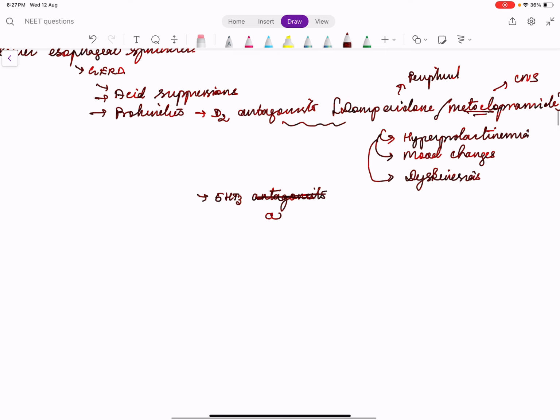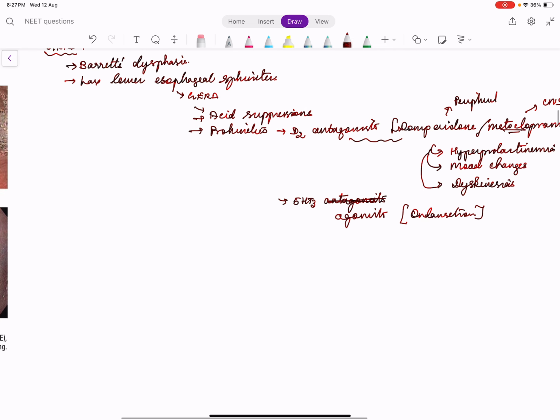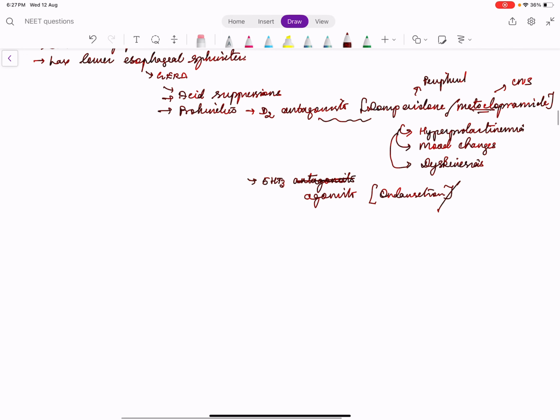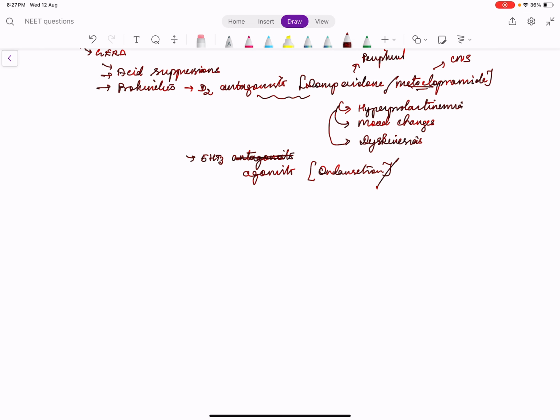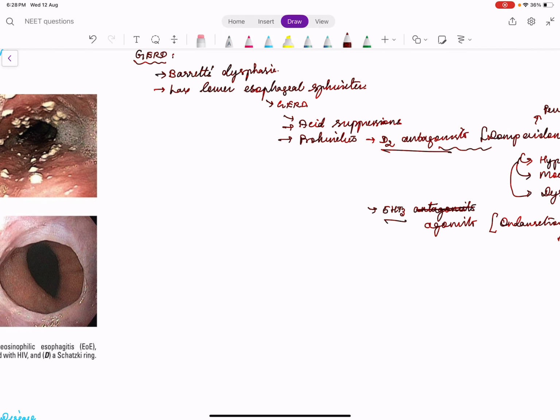5-HT4 agonists, sorry, serotonin agonists. Examples include ondansetron, palonosetron, etc. So these are some prokinetics. Yeah, some other drugs, itopride, levosulpiride. So whether it is 5-HT or D2, some of these drugs will act on that to cause prokinetic action. This is the usual treatment for prokinetics.